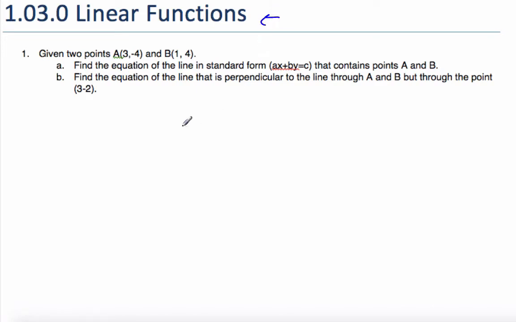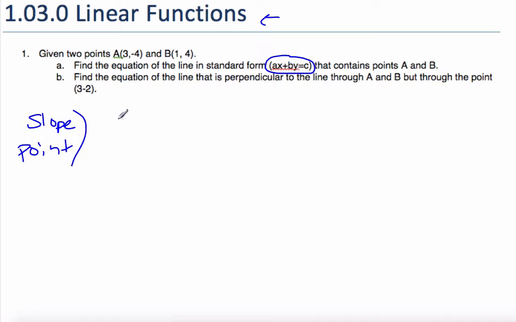And so let's get right to it. We have two points A and B, and we want to find the equation of the line in standard form that contains both A and B. If you remember from last year, in order to find the equation of a line, you ultimately always need two things. You need the slope and you need a point. If you have those two things, you are set and ready to go.